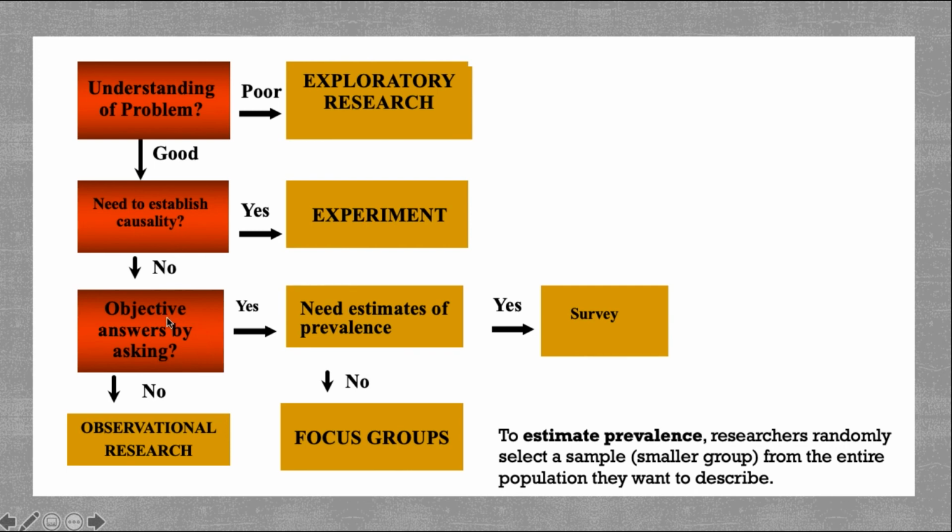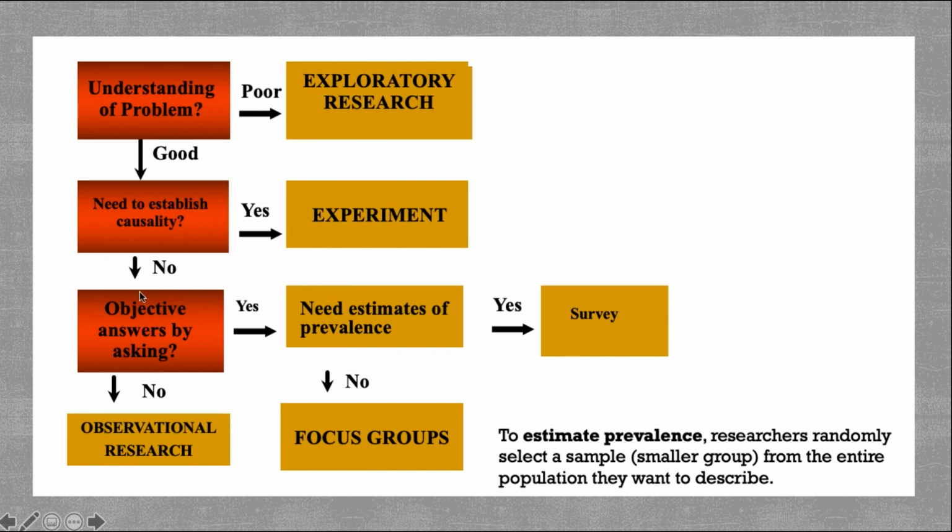If we really need to ask questions to answer the objective, then we ask this question: do we need to estimate the prevalence? Estimate the prevalence must mean that randomly select a sample or smaller group from the entire population you want to describe. So if you need to estimate the prevalence, then you do a survey questionnaire. But if you don't need to estimate the prevalence, that means you don't need to have sample size, then you do focus group discussion, or you can also do interviews.